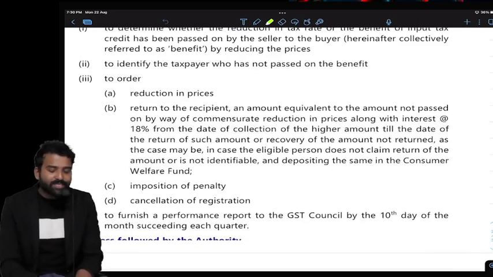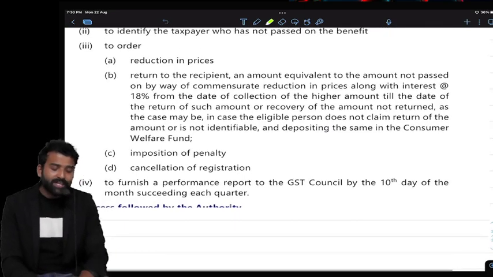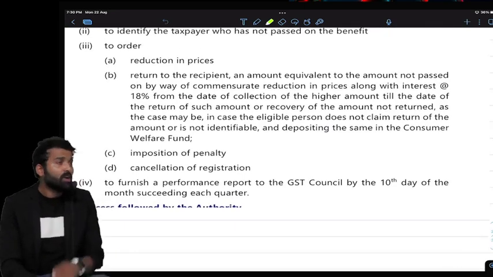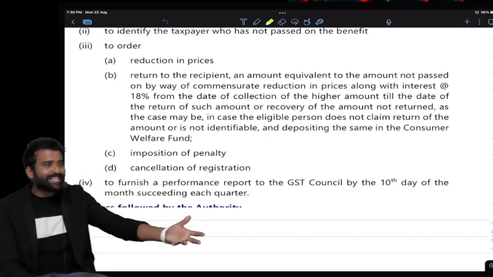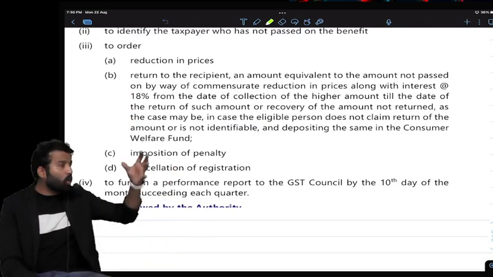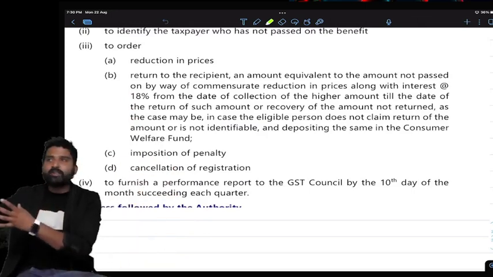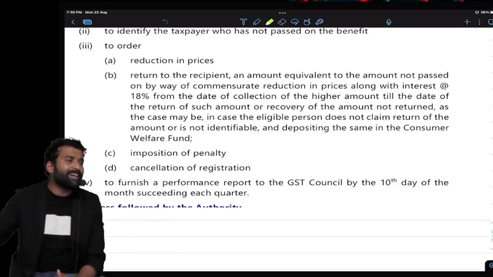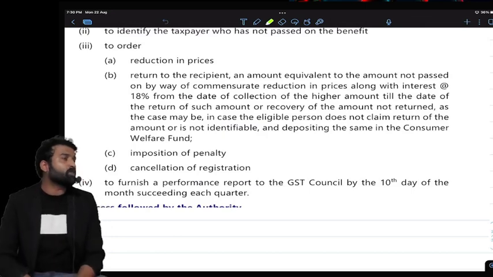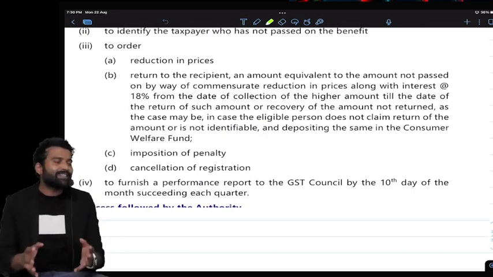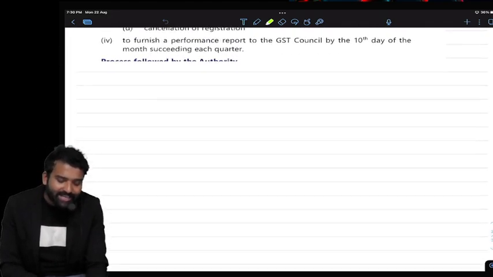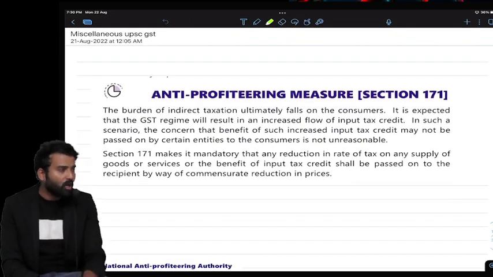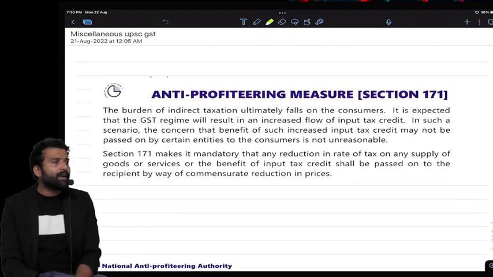And they have to furnish a performance report to the council by the 10th day of the month succeeding each quarter. So every quarter, after the end of the quarter, within 10 days, they have to put a report to the GST council that in this whole quarter, we have looked at those many companies, we have imposed penalties on these companies, we have ordered these companies to refund the excess amount, we have ordered these companies to reduce the prices. That is the purpose and duty of the National Anti-Profiteering Authority. And that is called the National Anti-Profiteering Clause. It is covered in section number 171.